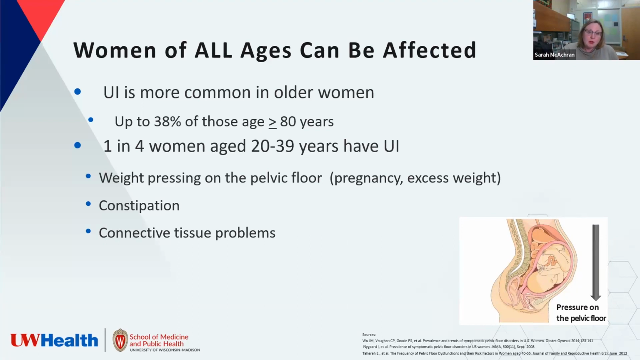Constipation can create a situation where there's urinary incontinence. And then probably sometimes for some folks, this is something that runs in the family. It's just something about your connective tissue that makes you more prone to developing urinary incontinence or pelvic floor disorders.